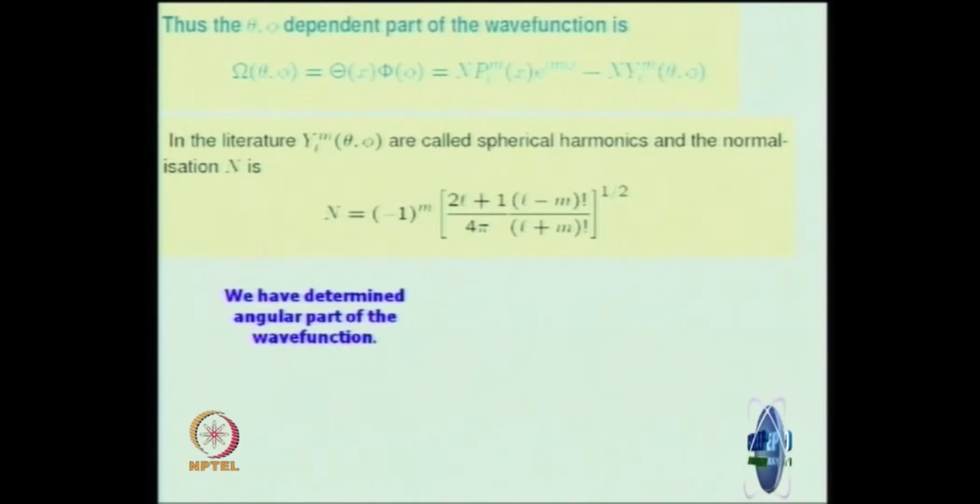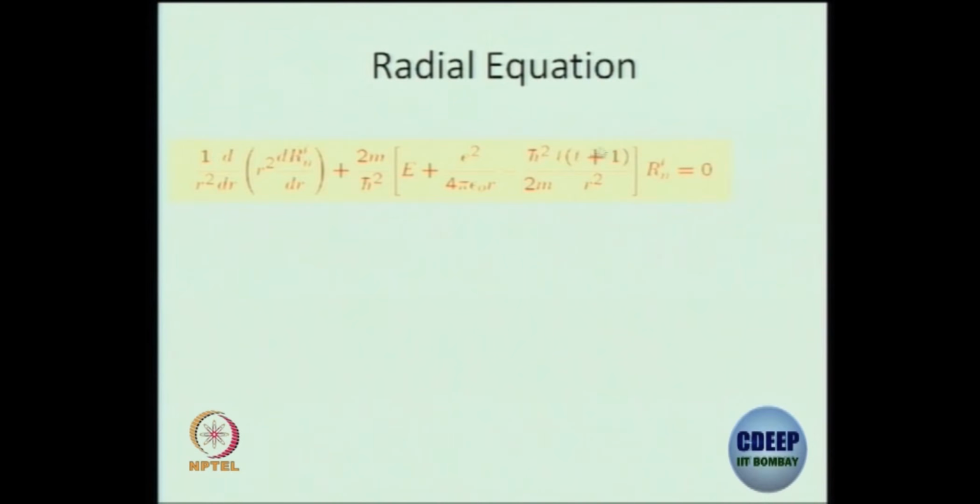What is left? The radial part. Done the angular part, we need to do the radial part. So we substitute that capital C, which relates your omega theta phi, plug it in here, and this is what you get for the radial part of the equation. I have already inserted a small n here in anticipation.